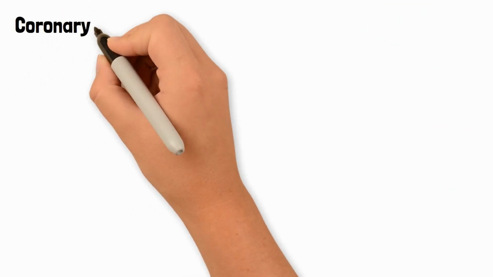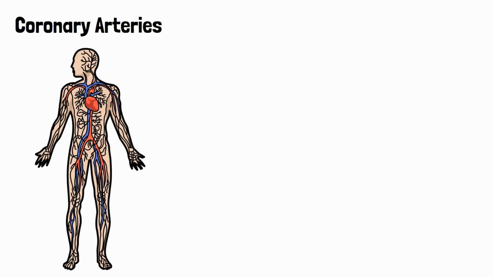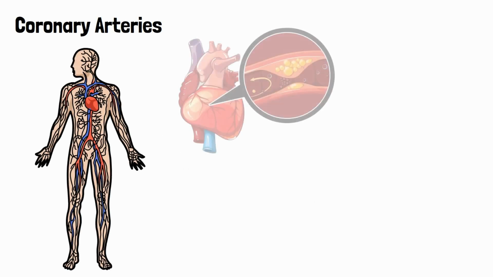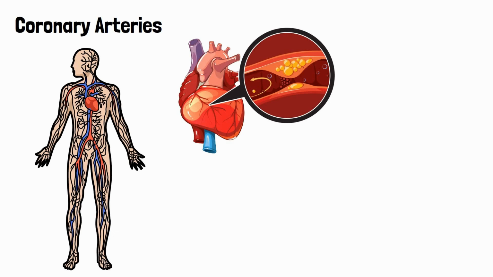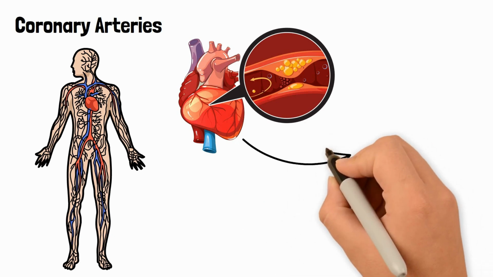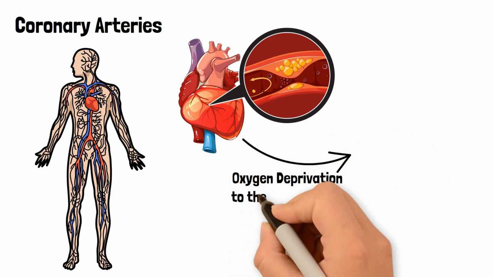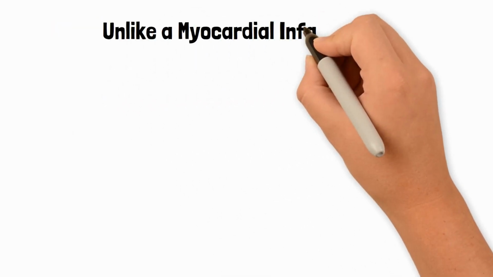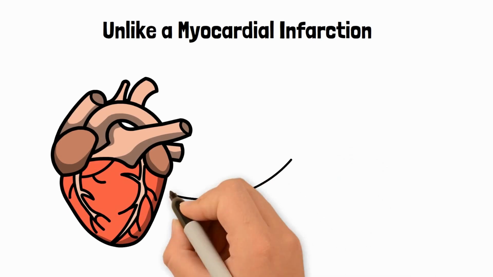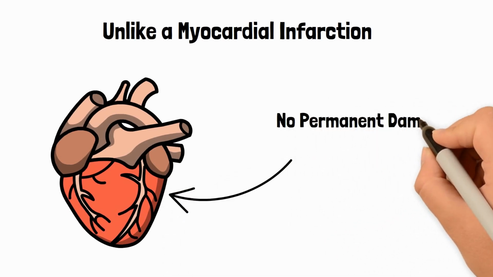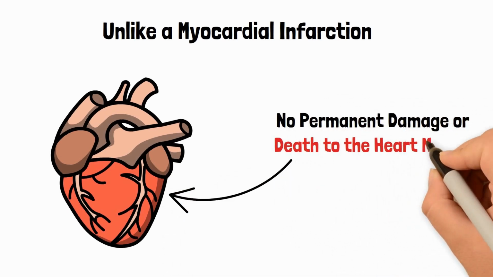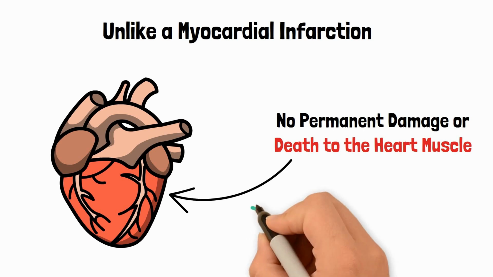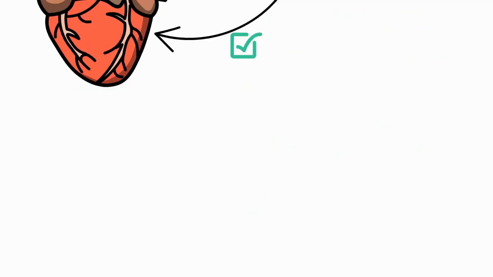The coronary arteries supply oxygenated blood to the heart. When these arteries become partially blocked by plaque buildup from atherosclerosis, the heart muscle receives less oxygen than it needs, especially during exertion. This results in oxygen deprivation of the heart muscle and leads to the chest pain. Unlike myocardial infarction, angina pectoris does not cause permanent damage or death to the heart muscle. That is the main difference between a myocardial infarction and angina pectoris.